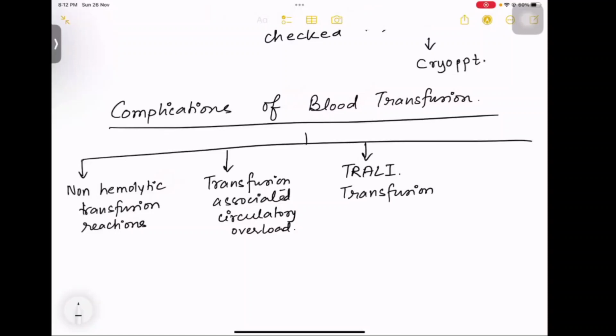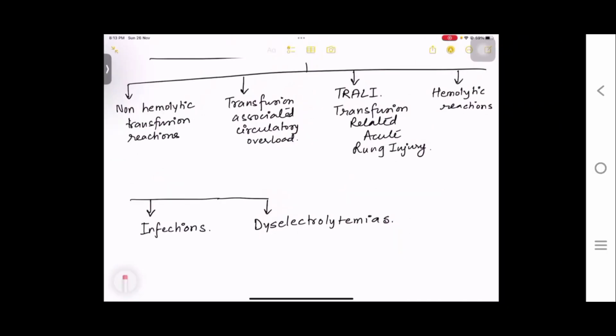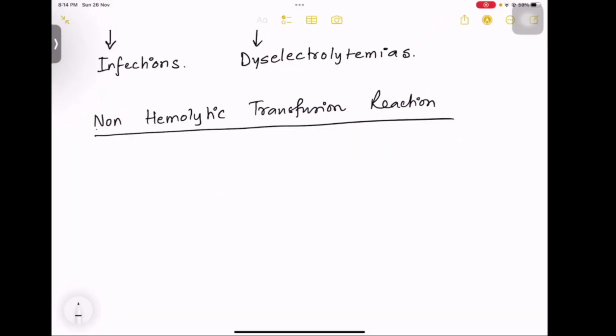In this video, we will study about the complications of blood transfusion. First, there can be non-hemolytic transfusion reaction. Second, there can be hemolytic transfusion reaction. Third, there can be transfusion-associated circulatory overload. Fourth, there can be TRALI. Fifth, there can be infections. And sixth, dyselectrolytemias. Now let us study each of these in details one by one.